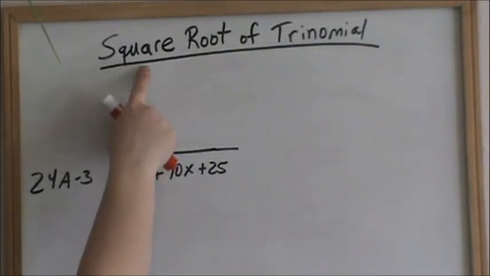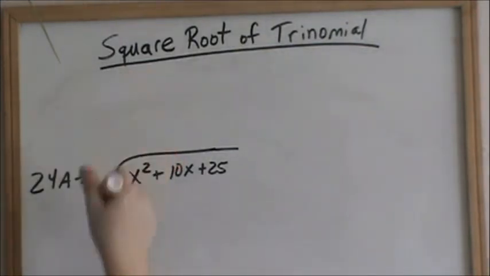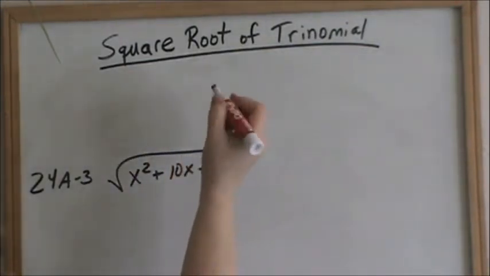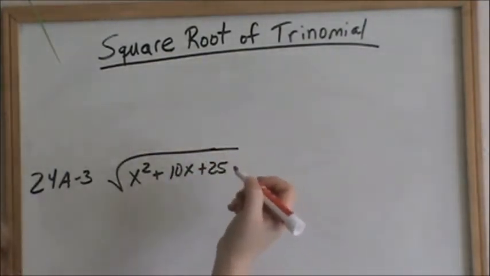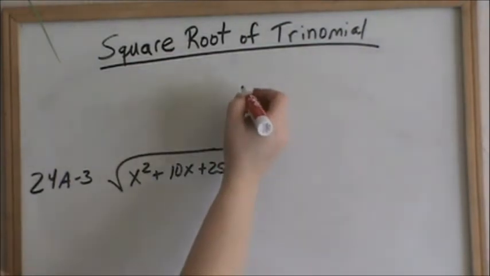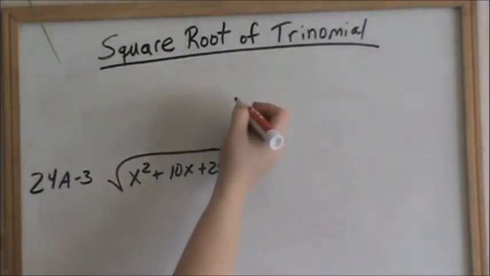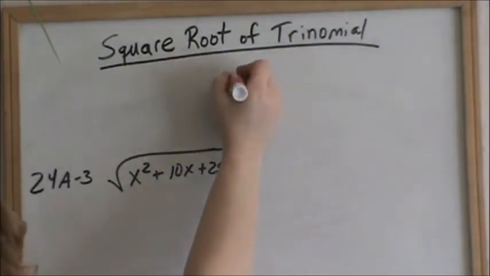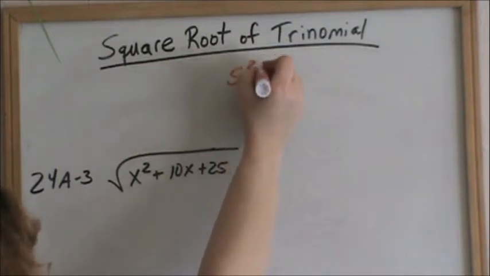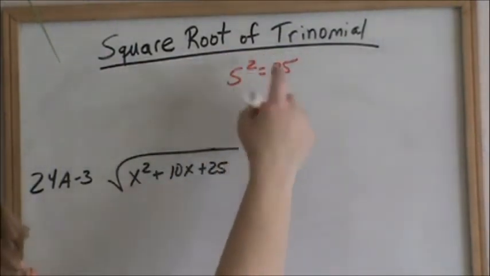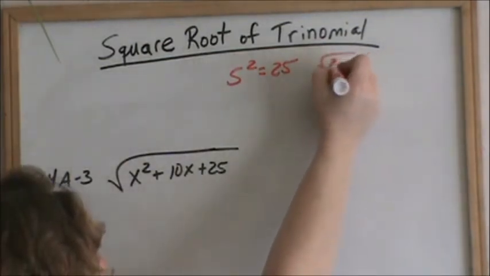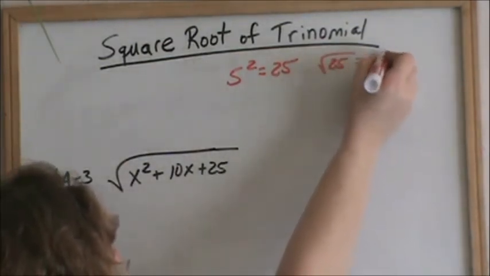We're going to be doing square root of trinomials. I want to remind you that square root is the opposite of squaring. In math, there's a lot of things that are opposite, like addition is opposite of subtraction. 5 squared is 25. The opposite of squaring is the square root. The square root of 25 equals 5.